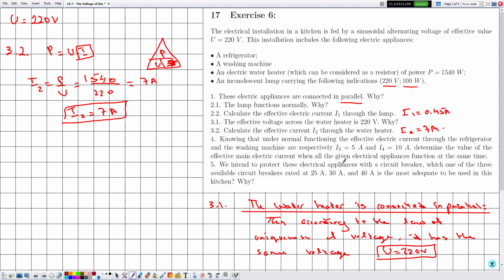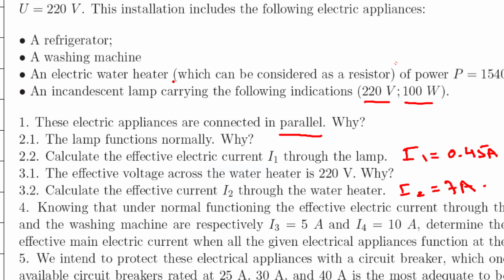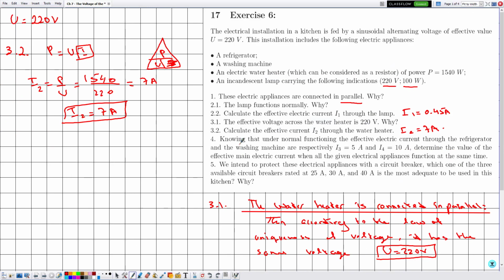So yet we didn't use this statement. It's okay. Now in number 4, knowing that under normal functioning the effective electric current through the refrigerator and the washing machine are respectively I3 and I4.